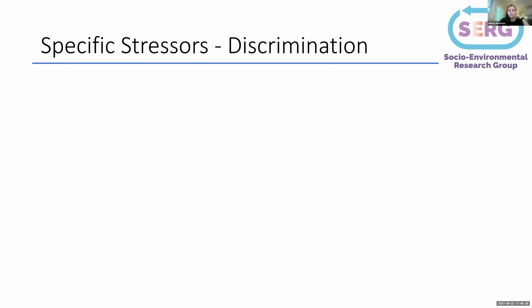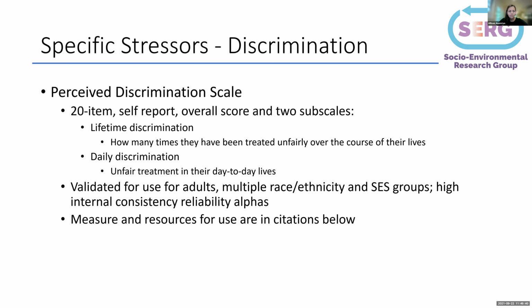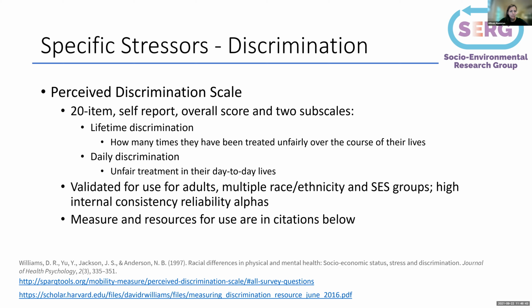Now let's get into an example of a specific stressor. Here I'm focusing on the construct of racial and ethnic discrimination, or discrimination broadly, I should say. One tool we have to measure discrimination is called the Perceived Discrimination Scale. This was derived by David Williams and his team, and it's a 20-item self-report scale where you can derive an overall score of perceived discrimination, as well as two subscales: one related to lifetime discrimination, so how many times have you been treated unfairly over the life course, and then daily discrimination, that day-to-day discrimination experience.